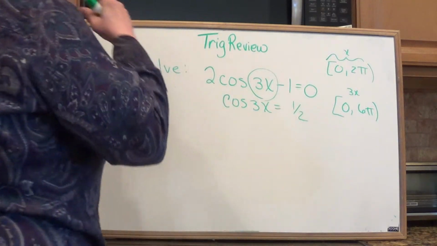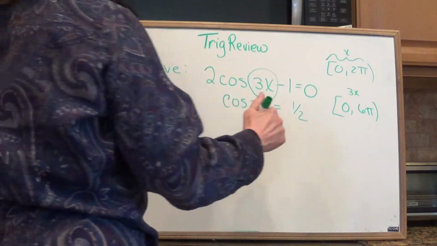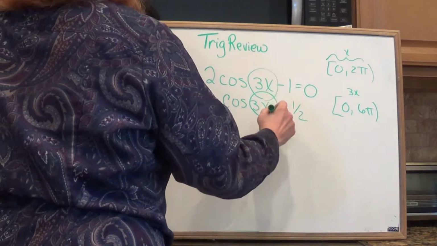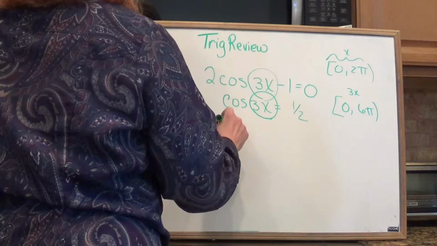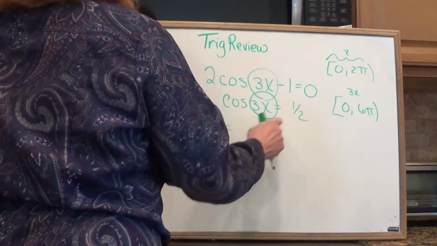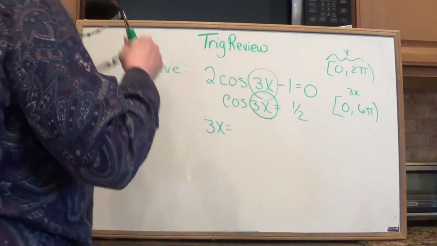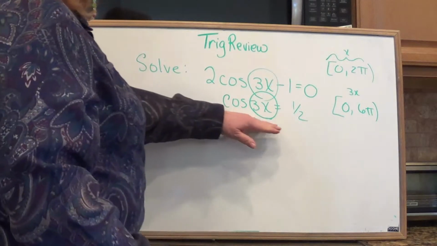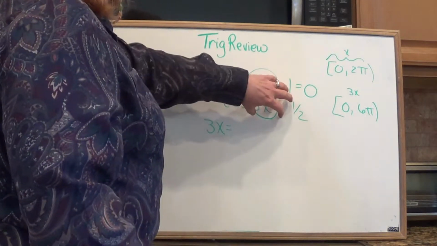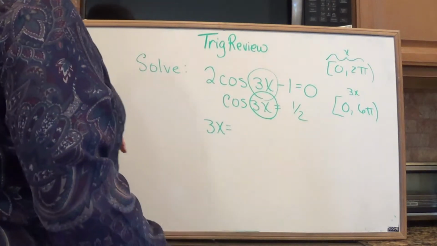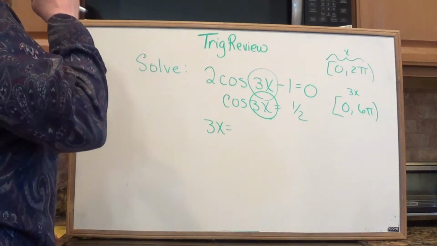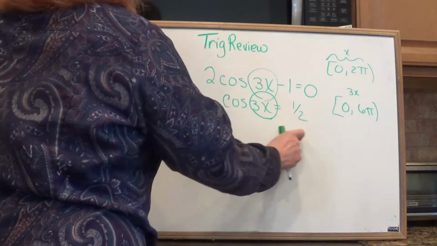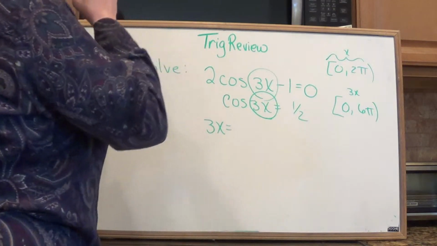Move the 1 over, divide by 2, and you're asking yourself, what does this whole thing have to be so that its cosine is 1/2? And I cannot divide both sides by 3. This is like the marriage that we're trying to keep together until I actually take the cosine, then I can divide by 3.